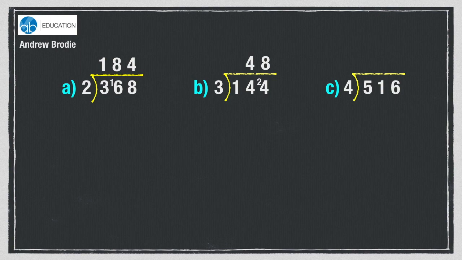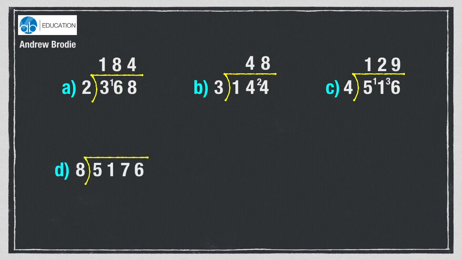4 into 5 goes once, with 1 left over. 4 into 11 goes twice. 2 4's are 8, so there's 3 left over. 9 4's are 36. 129. 8 into 5 won't go. 8 into 51 goes 6 times, with 3 left over. 8 into 37 goes 4 times. 4 8's are 32, so there's 5 left. 8 into 56 goes 7 times. 647.